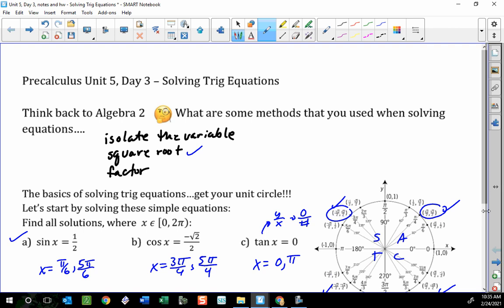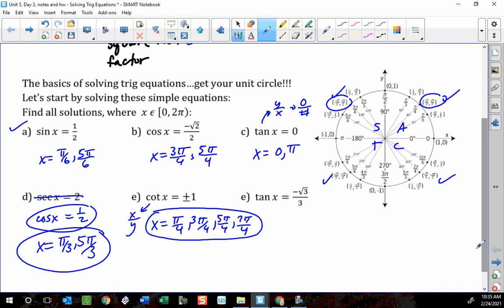So 30-degree angle, and where tangent's negative. So if I want tangent to be negative and 30-degree angle, then I would choose 5 pi over 6. Tangent's positive here, so I'd go over here. Tangent's this guy right here, 30-degree angle. So x equals 5 pi over 6, and it's also 11 pi over 6. Whoa, I don't know what I was writing there. All right, so these are the places where this would be true.